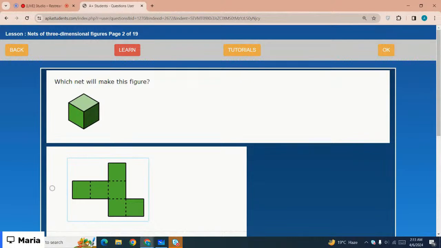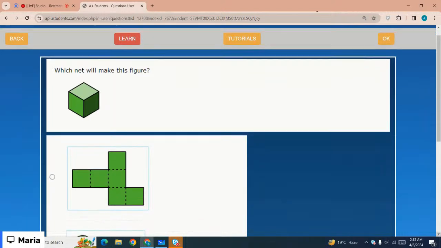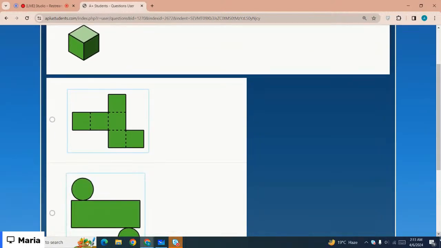Which net will make this figure? So which is the correct option? You are given a cube. Now you are given two of the nets. You have to see which net will make the cube, right? So which is the correct option?